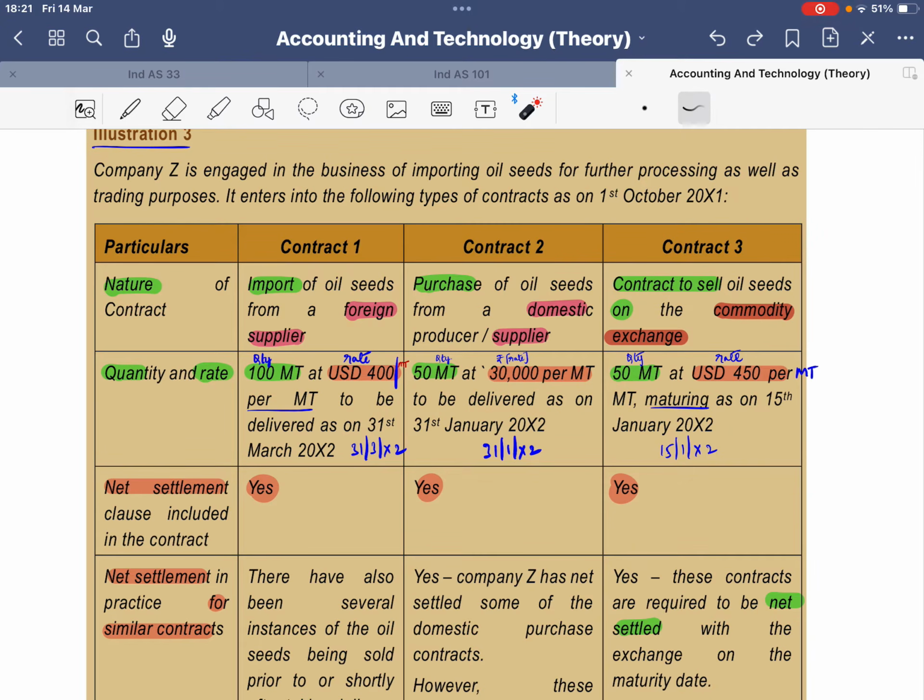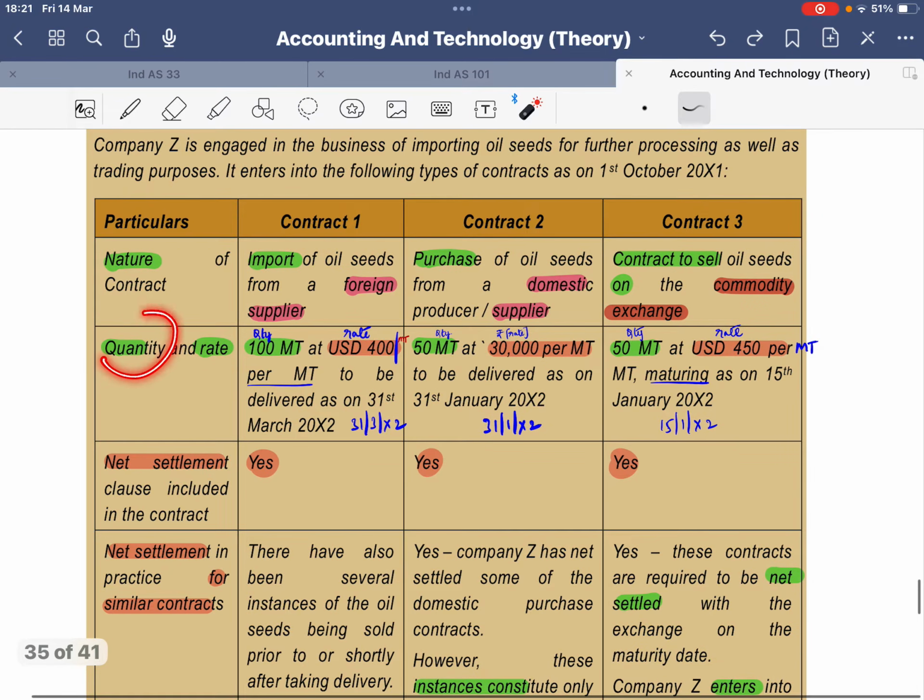First, nature. Contract 1, imports from foreign supplier. Contract 2, purchase from domestic supplier. Contract 3, contract to sell on commodity exchange. Next, quantity and rate. Contract 1, quantity 100 MT, rate is 400 USD per MT. Delivery 31st March 20x2. Contract 2, quantity 50 MT, rate is 30,000 rupees per MT. Delivery on 31/1/20x2.